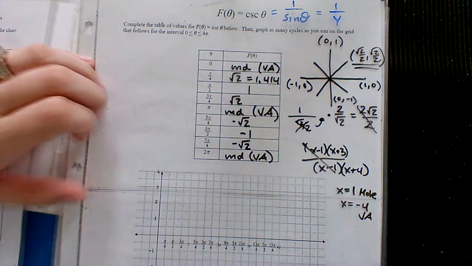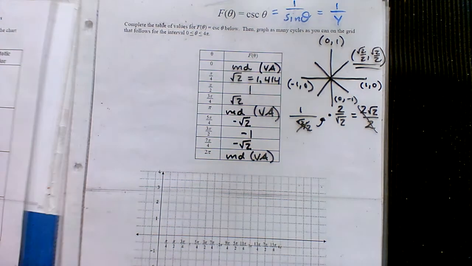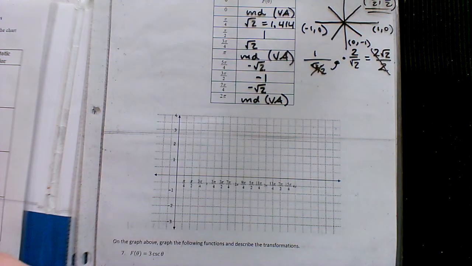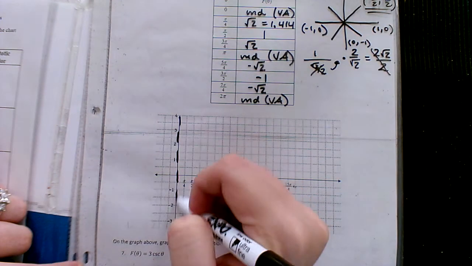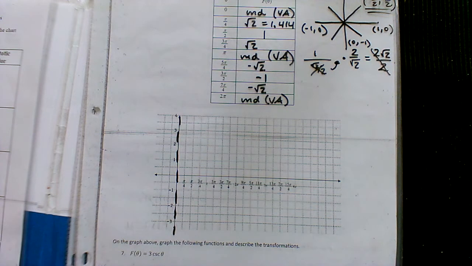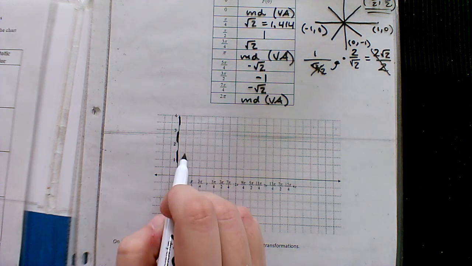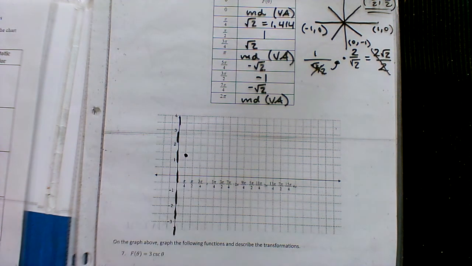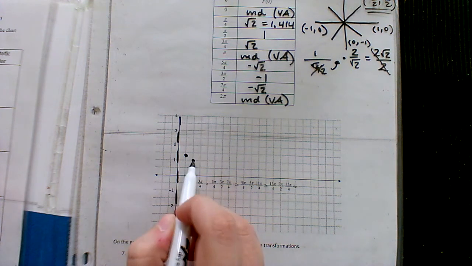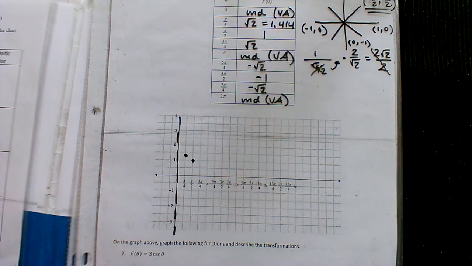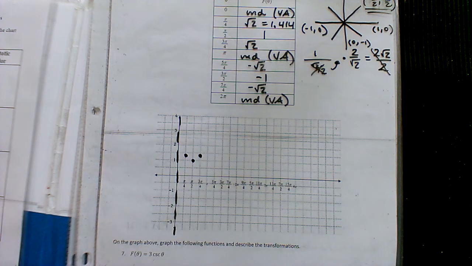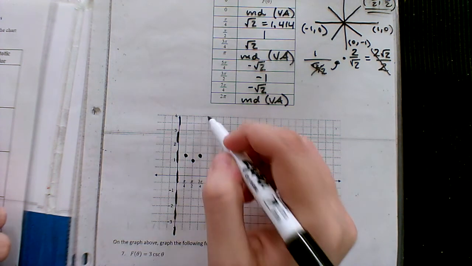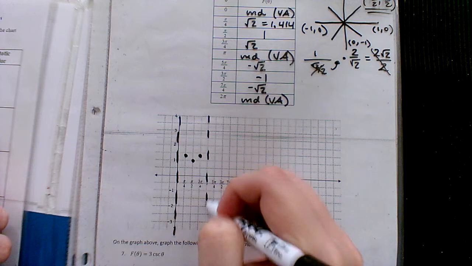Good question. All right, let's go ahead and plot some of these points. Let's see what the cosecant graph looks like. So at 0, we need an asymptote. Pi over 4, we're a little bit less than 1.5. Pi over 2, we're at 1. 3 pi over 4, a little bit less than 1.5. And then at pi, another asymptote.